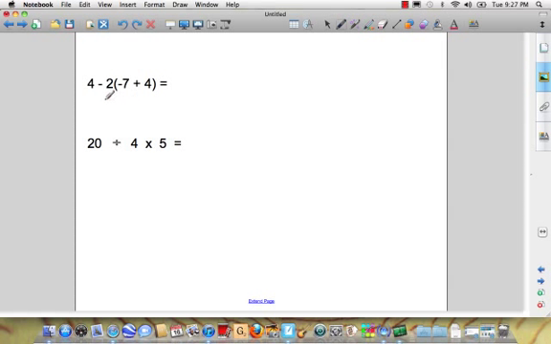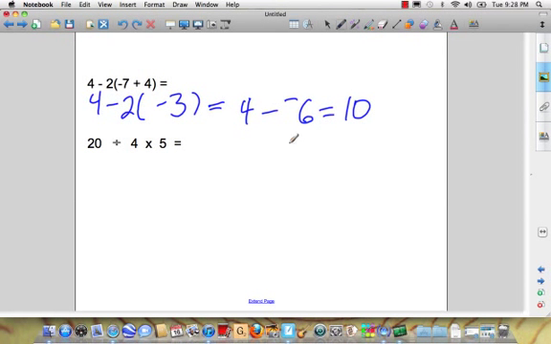Okay, I don't know if that was enough time, but here's what I would hope you did. The first thing we need to do is what's in the parentheses. Negative 7 plus 4 is negative 3. And then you have to multiply. So you're going to get 4 minus, and then 2 times negative 3 is negative 6. And then 4 minus negative 6 is actually 10. That one was perhaps a little tricky, but definitely something you should be able to do.